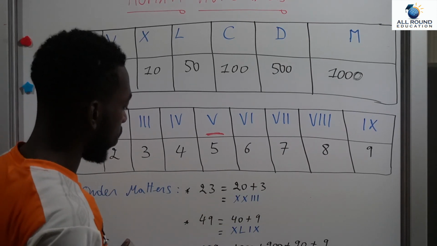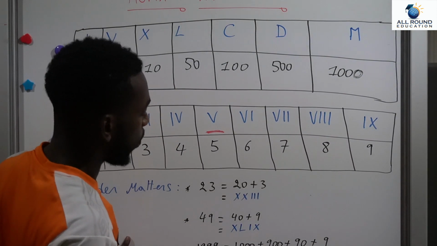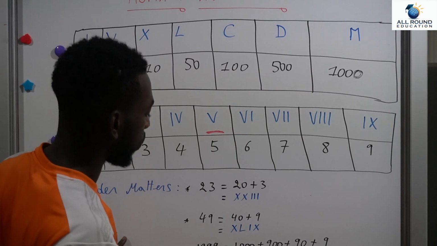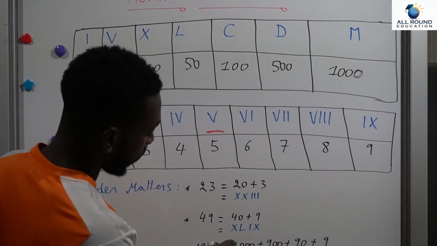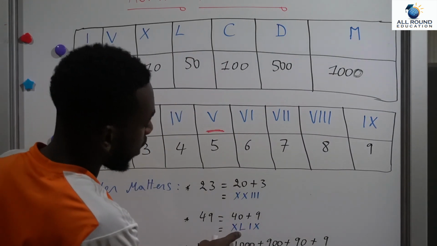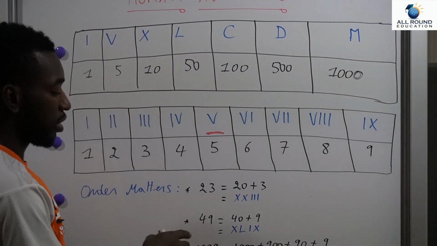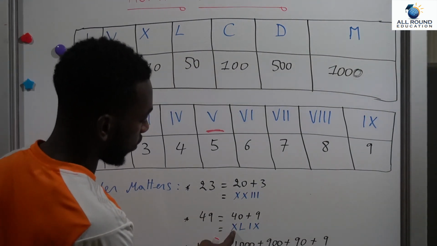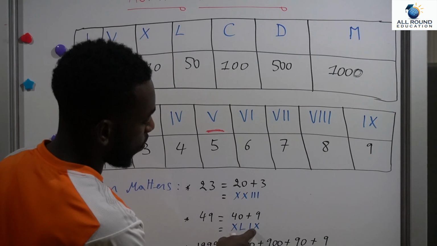In the next example, we have 49. 49 is the same as 40 plus 9. We know how to represent 40 because 40 is the same as 50 minus 10, and the reference point we have, 50, is capital L. On the left, as I mentioned, you subtract. So on the left you minus 10. 50 minus 10 is 40, and then here it's 9.